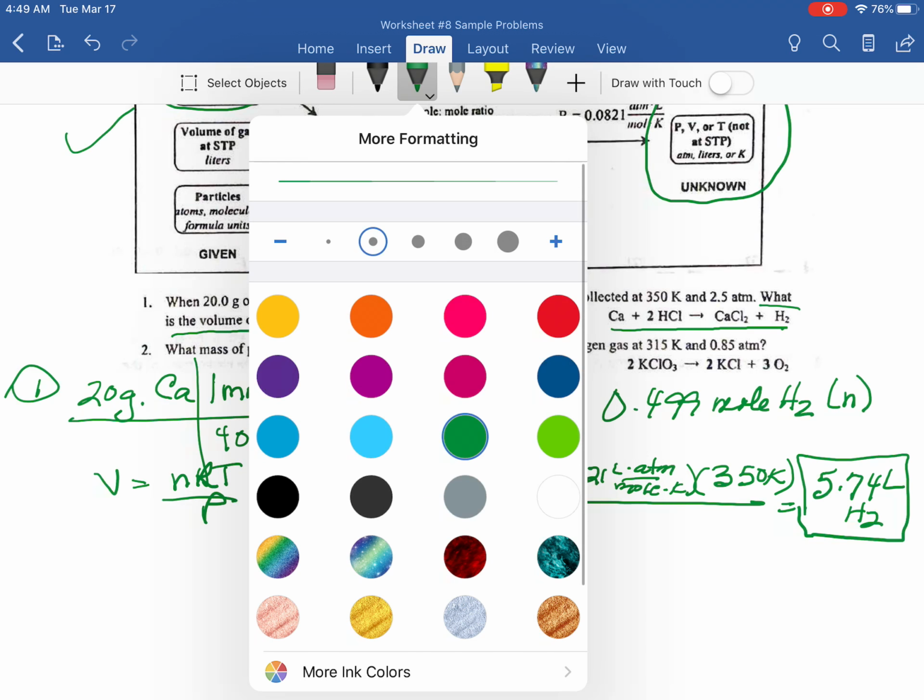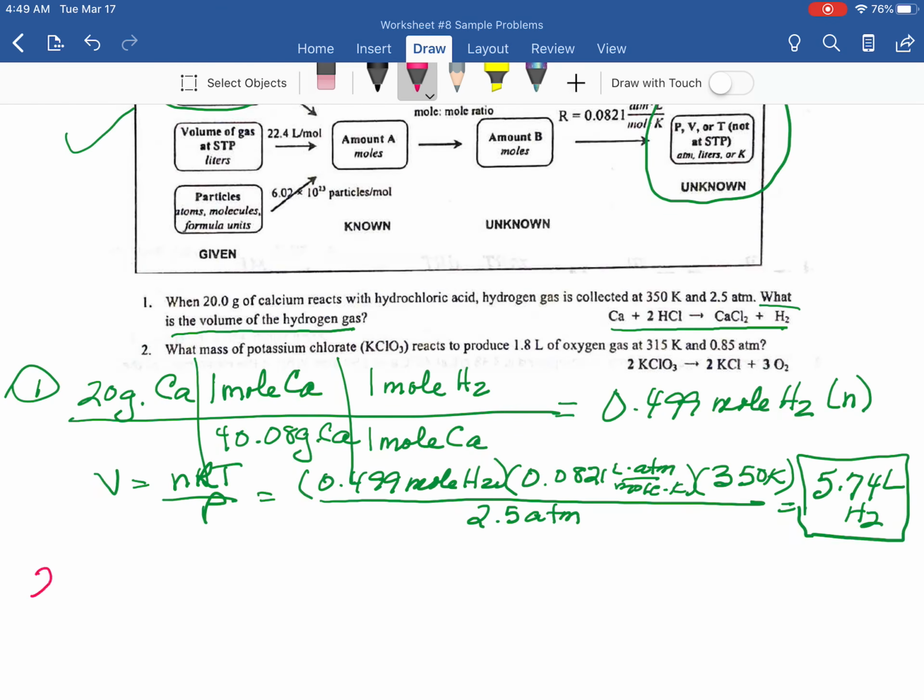Problem number 2, I'll do in a different color so you know it's a different problem. Okay, problem number 2. What mass of potassium chlorate, notice that is not a gas, and so we're probably going to start over here on the right. So what mass of potassium chlorate reacts to produce 1.8 liters of oxygen gas at 315 Kelvin and 0.85 atmospheres? Again, you're given a balanced chemical equation. So now we are starting with a gas not at standard temperature and pressure. We can use the ideal gas law to determine how many moles of that gas we have.